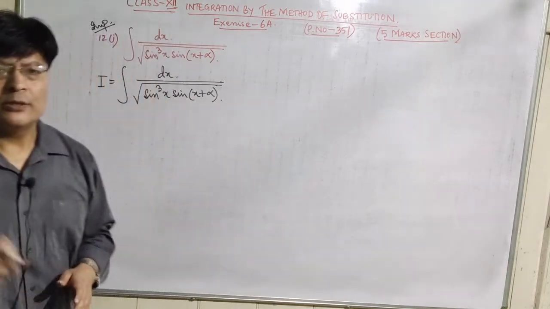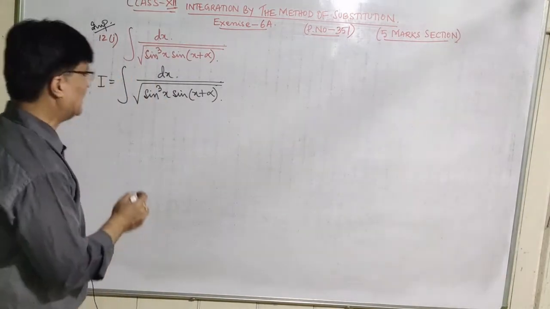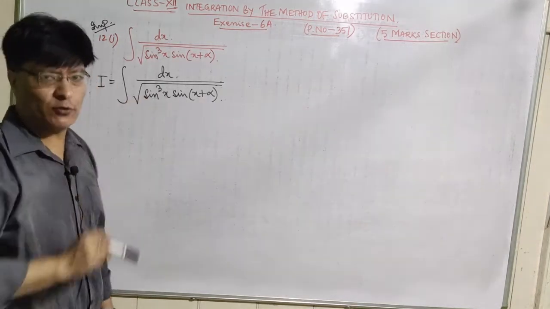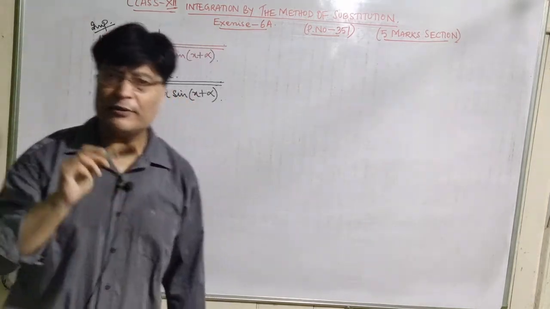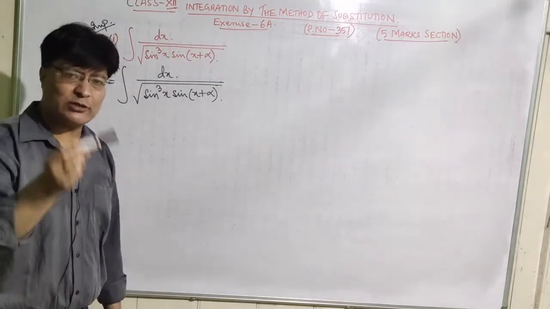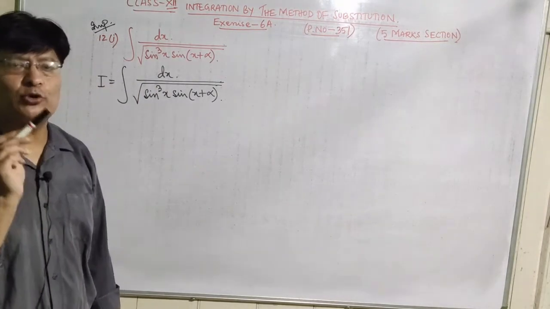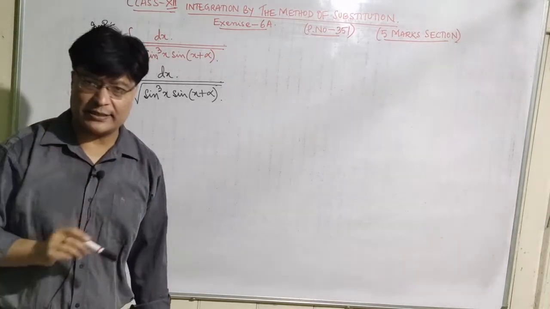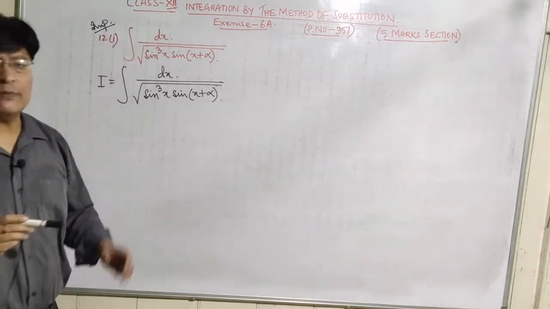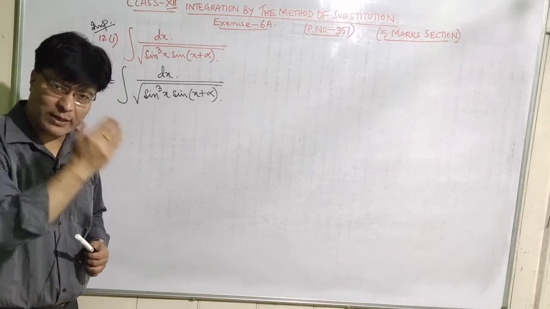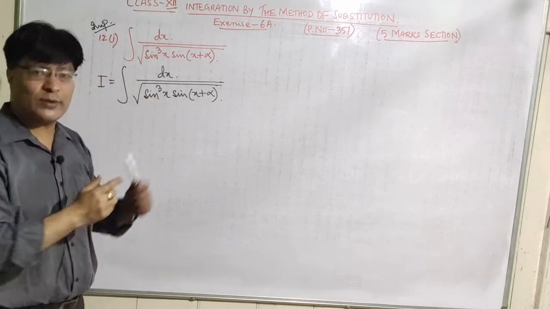So what will you do here is, let us convert this sine cube x into sine to the power 4x. If you convert sine cube x into sine to the power 4x, then you can easily get the square root of sine to the power 4x. What is the square root of sine to the power 4x? It is sine square x. You know that. And what is 1 by sine square x? It is cosec square x.